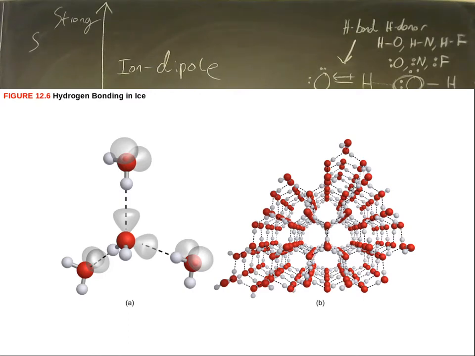And obviously that's extremely important to our ecosystem, that life is able to persist through the winter and not freeze. If water ice were more dense than liquid water, like most substances, then when winter came, the lake would freeze all the way through and kill all of the fish. But because ice floats, you'll get a relatively thin layer of ice on the top of the lake that will insulate the rest of it.